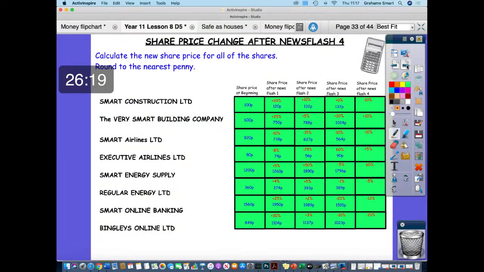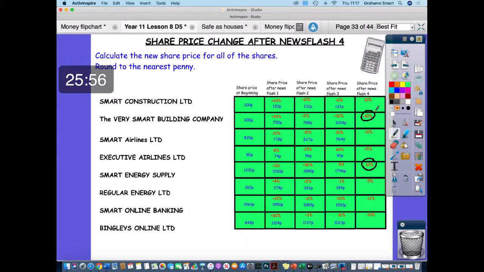Okay, let's have a quick look here. Where's Smart Energy Supply? And you can see here it's gone up 60%. That last one there, 60%. Smart Energy Supply, 60%. The Very Smart Building Company has gone up 10%. So that still would have been a good investment, but Smart Energy Supply would have been the best.